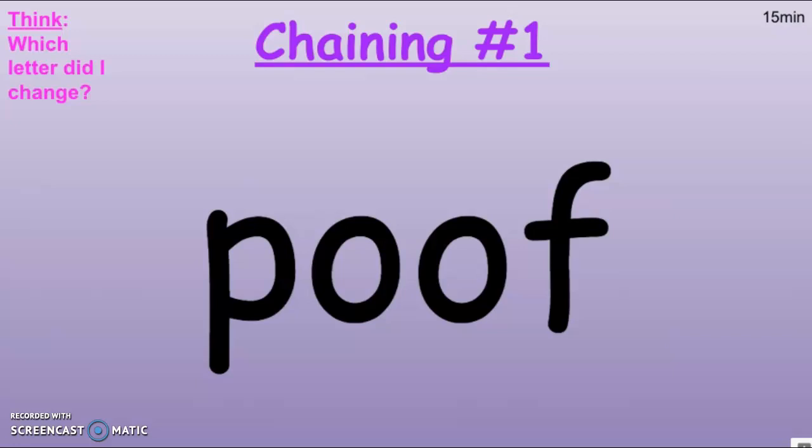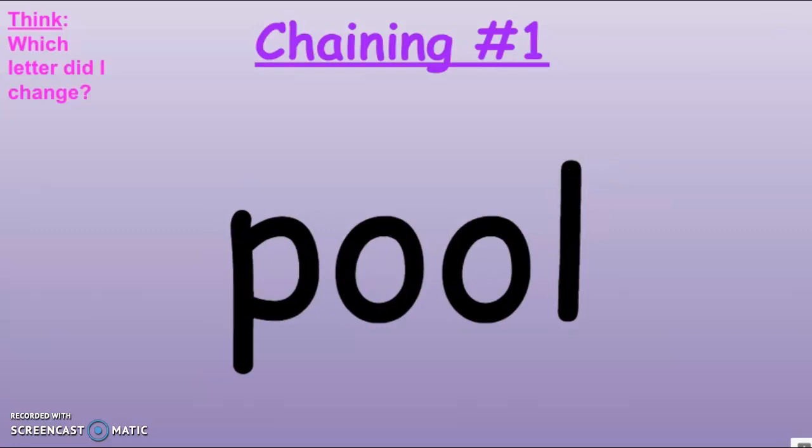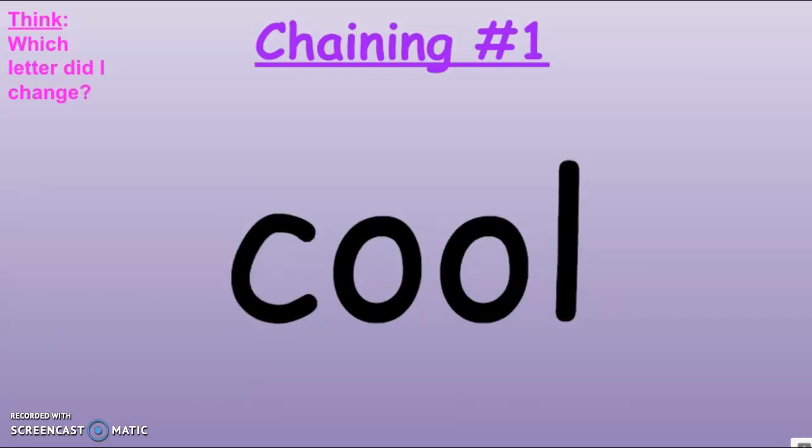So now we are doing some chaining. I am going to change a letter to make a new word. The word is poof. I'm changing it to pool. What letter did I change? The F to the L. From pool, I'm going to change it to cool. What letter did I change? The P to the C.